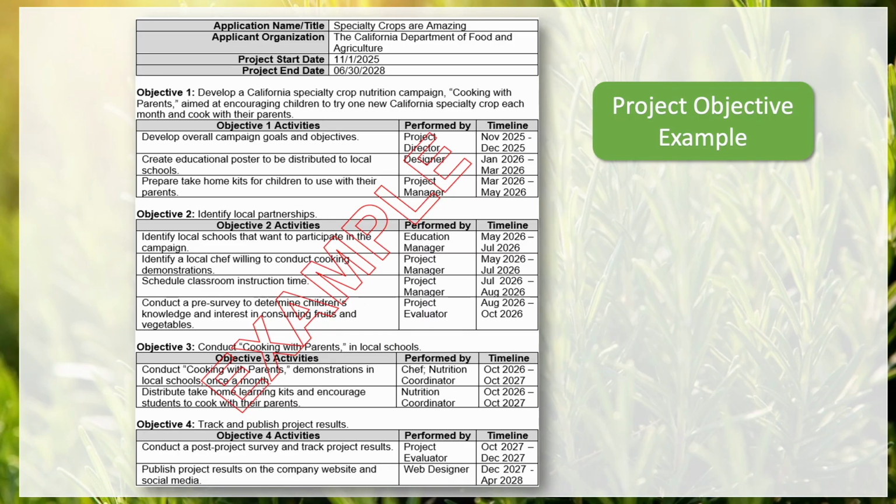This is an example of the project objectives and work plan template. At the top of the document are the application name or title, the applicant organization, the project start date, and the project end date. For the project start date and project end date, please use the date that project activities will begin and end as listed within the timeline. The project start and end dates may be changed to expand upon or shorten the length of the project from the concept proposal phase, but please remember that projects may not start prior to November 1st, 2025 or end after June 30th, 2028. The template provides the option of listing up to 6 objectives.